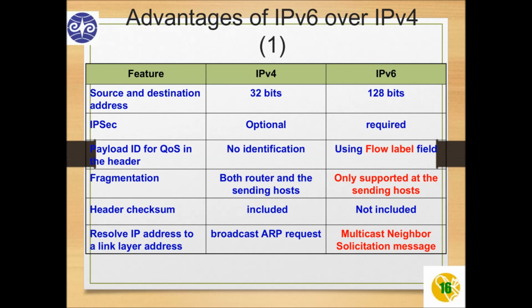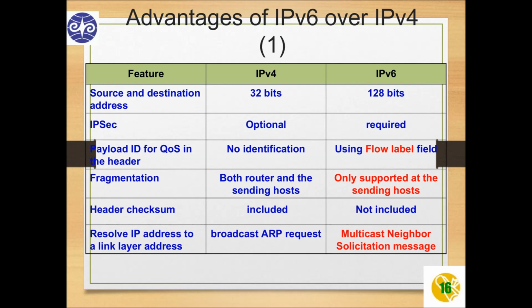Payload ID for quality of service in the header. In IPv4 there is no identification, but in IPv6 we use a flow label field. Fragmentation. In IPv4 it is done by both routers and the sending hosts. In IPv6 it is only supported at the sending hosts. Header checksum. In IPv4 this is included, and in IPv6 this is not included.